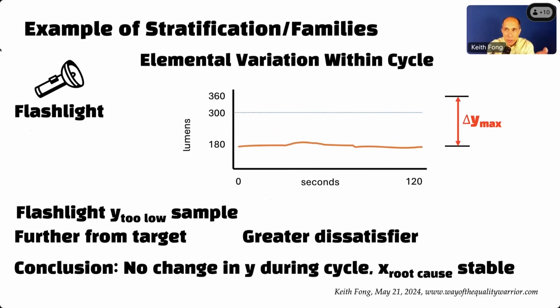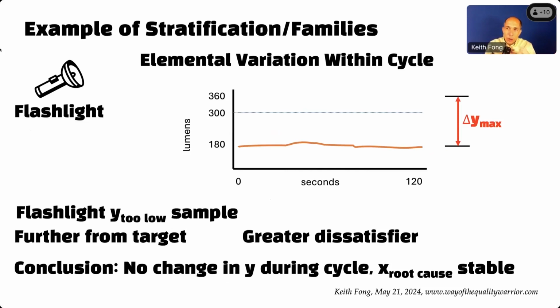It's not moving us between 180 and 360. So it's hard to find a root cause if it's not changing, because you could change 50 things, all of them are stable. Maybe one of them's the cause, but that's a bad practice. Okay, so this is the first family. This is the smallest family. You don't have anything we can leverage here.